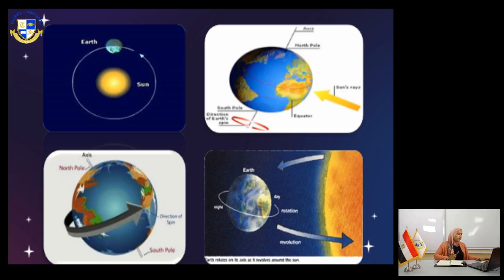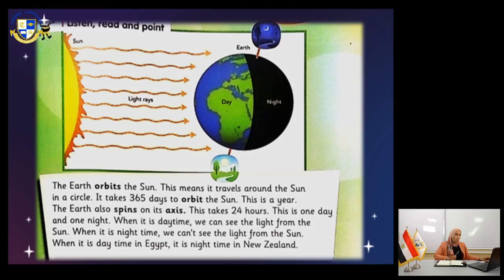I have here the earth, and we can see the sun rays that are coming, and it's sending the sun rays to a particular part of the earth. Okay, now my dear pupils, open your books on page 61. Here we find the sun, the light rays, and the earth. Half of its part is daytime and the other part is night.